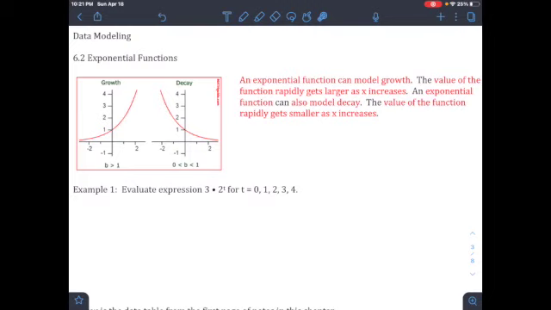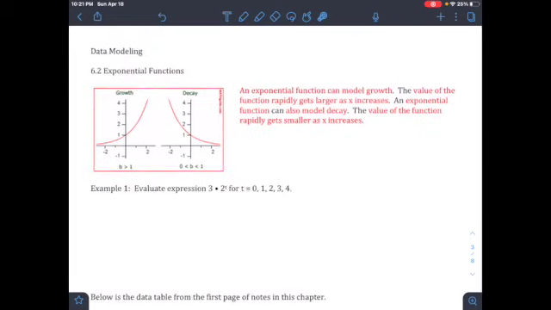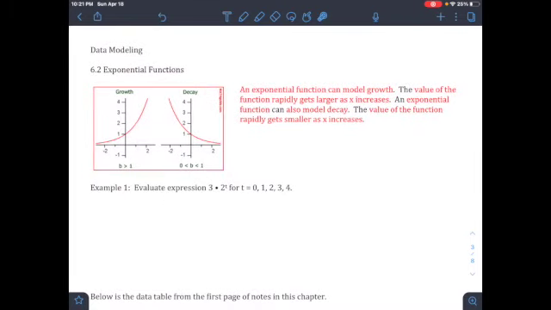6.2, the objective is going to really talk about exponential functions. We just laid the groundwork and the foundation before. Let me read the graphs: the exponential function goes from small really quickly all the way up, going really fast, or goes from really fast and just dies down. In this case, it says an exponential function can model growth. The value of the function rapidly gets larger as x increases, so x increases and then it gets faster.